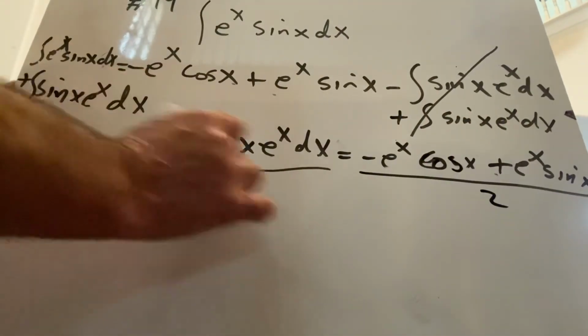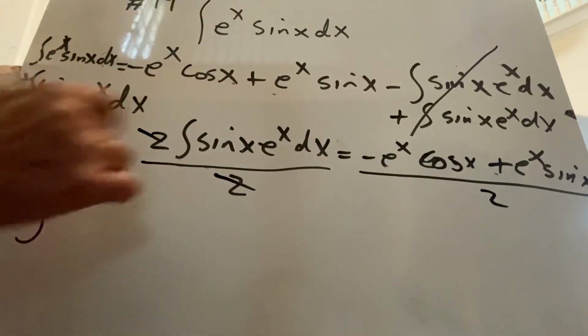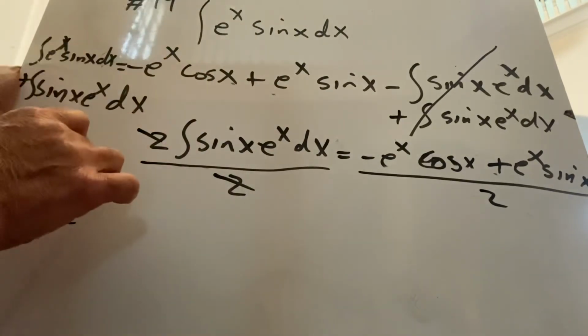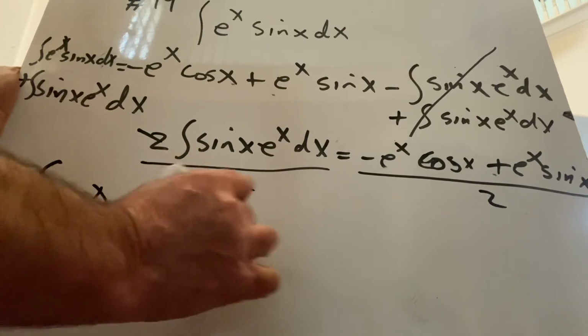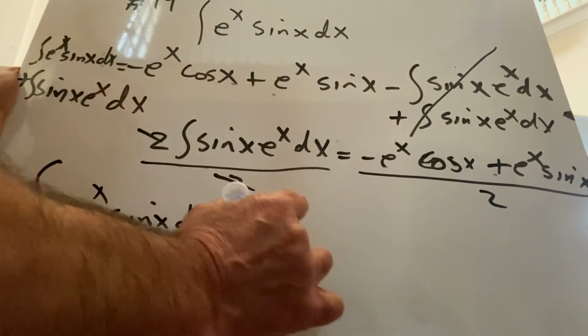So from here, the 2 cancel. So now we have finally, remember, this was our original integral, e to the x sine x, or sine x e to the x, doesn't really matter. I'm going to write it as the original way. E to the x sine x dx becomes simply, I'm going to put that 1/2 to the front, and then times.